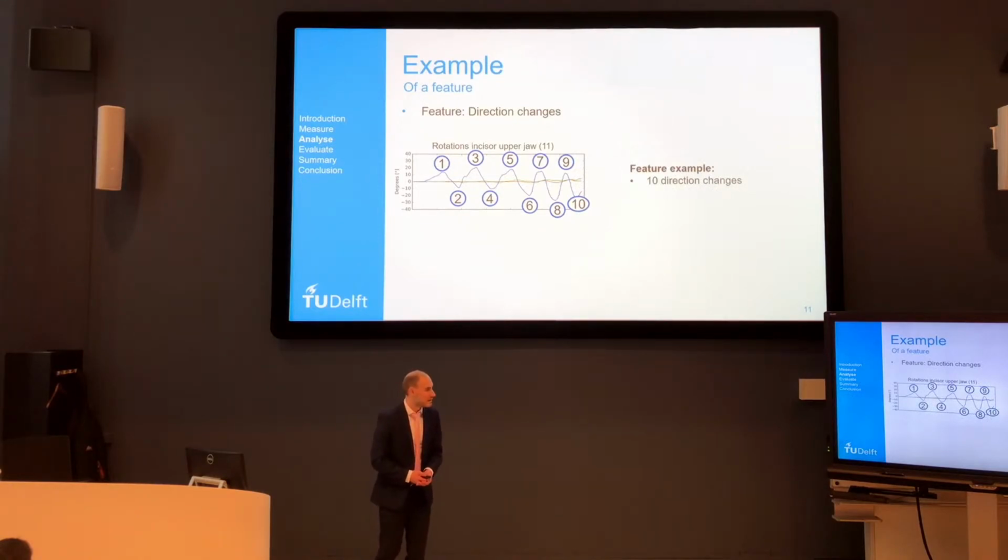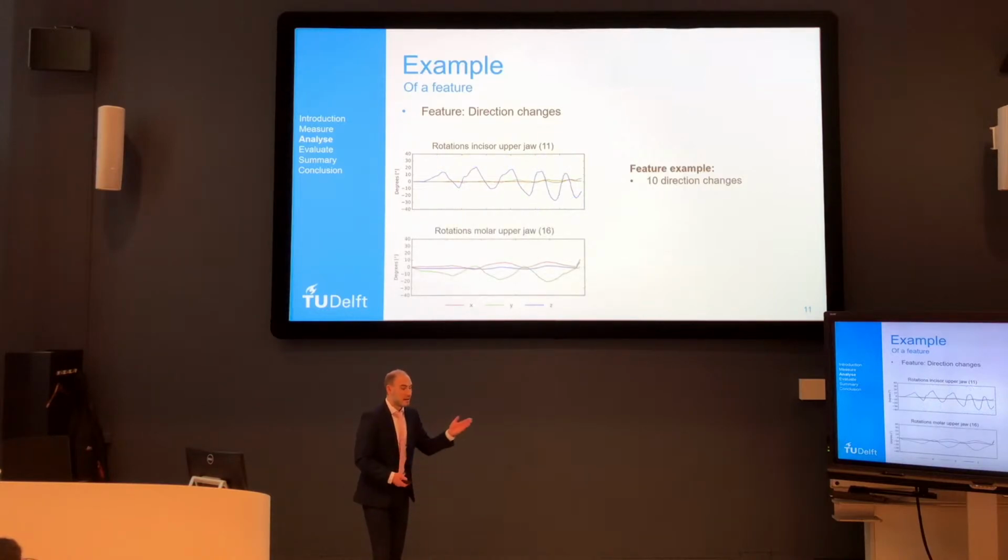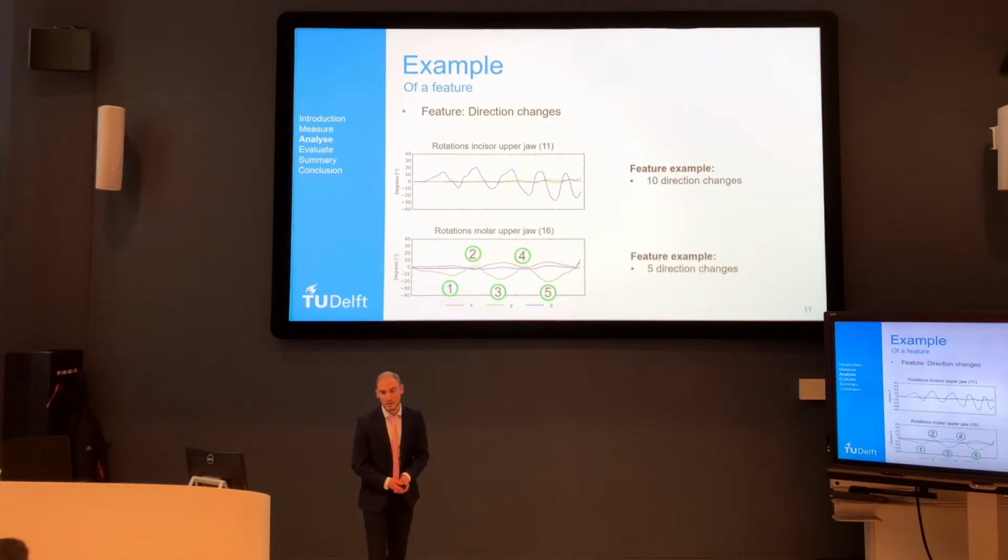What you can see is that the curve, the most important rotation curve, has 10 direction changes. If we compare it with the extraction of a molar tooth, we can see that the molar tooth has only 5 direction changes. So this is the same representation holding different numbers for two different extractions.